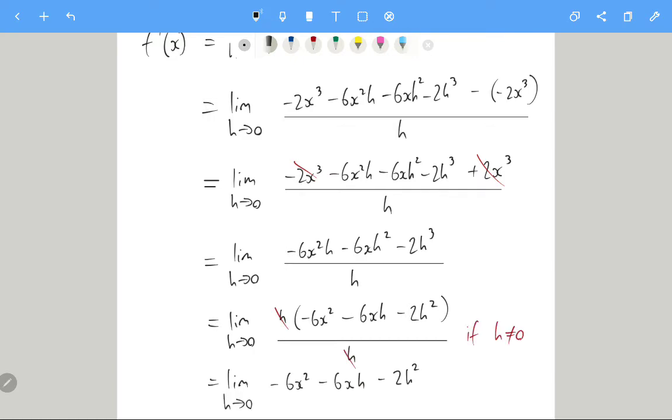We've got minus 6x squared minus 6xh minus 2h squared. Well, as h goes to 0, this term's going to disappear, and so is this term. So the whole thing's going to be equal to 0. So the limit is just going to be equal to minus 6x squared. And that is our f dash of x. So if the function is one thing, there's the derivative of the function. I want to do just a quick recap on what we've done.